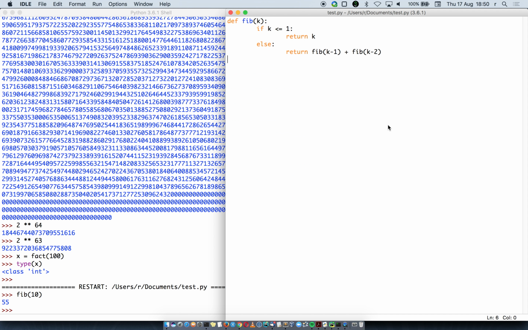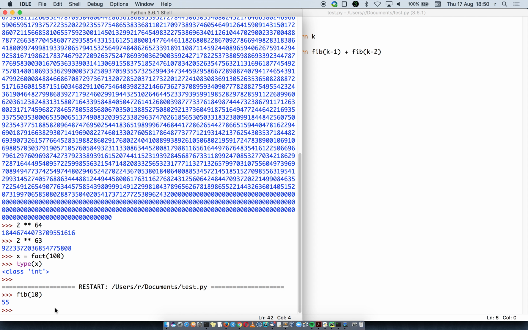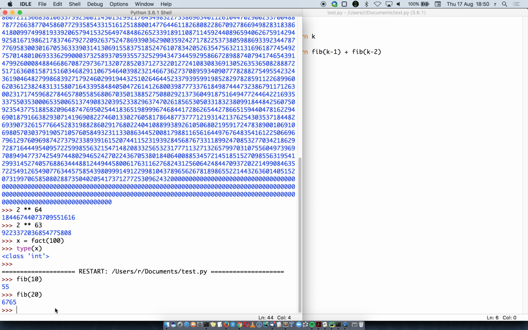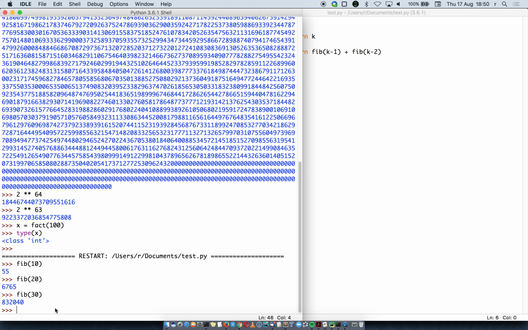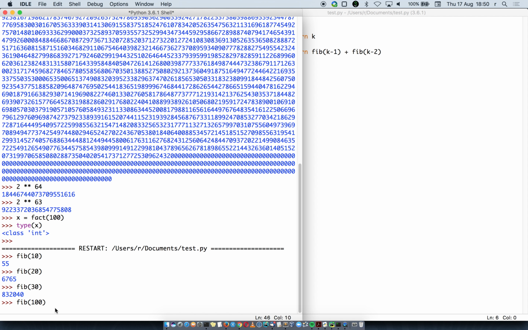So an interesting question is how long does it take to compute? Fib 10 is quite fast. Fib 20 is quite fast still. Fib 30, all right. So let's change it to 100. The 100 is already quite slow.